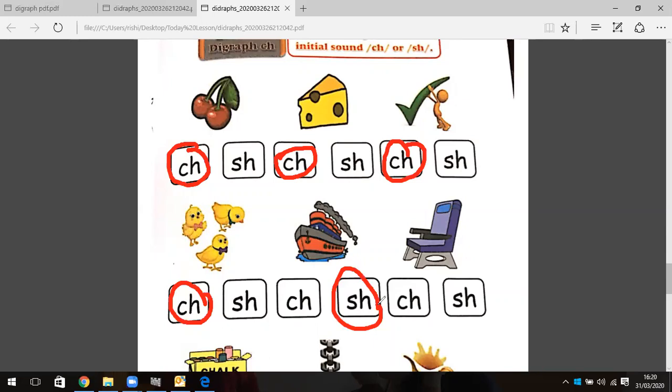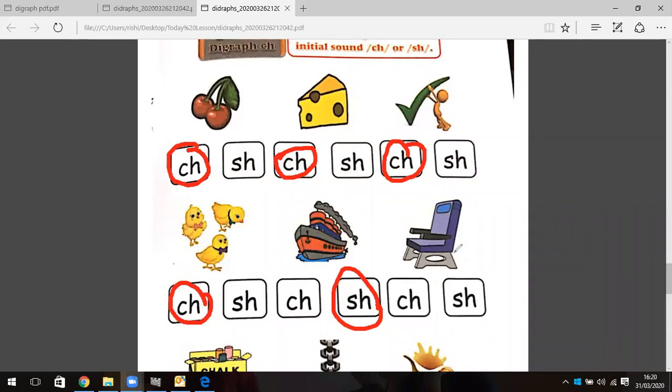Now, after Ahmed, I want, wait, let me see who is here. Reem Ayman, Reem, come on, unmute yourself. Okay, Reem.